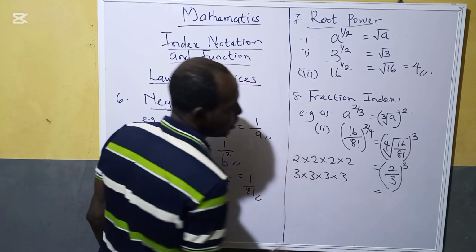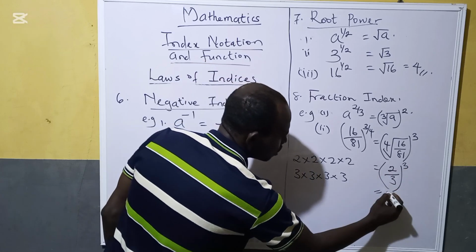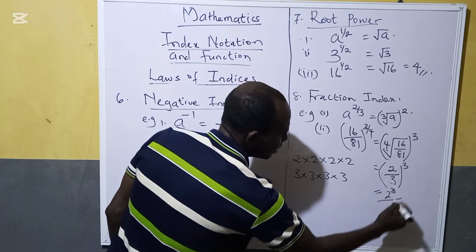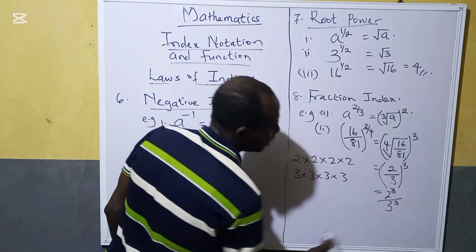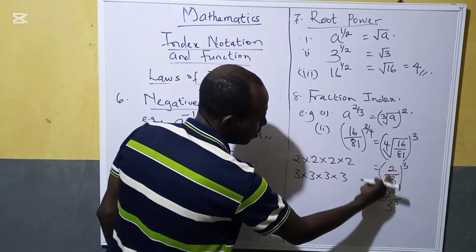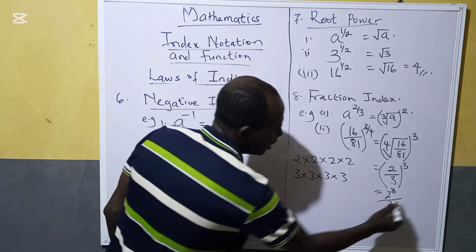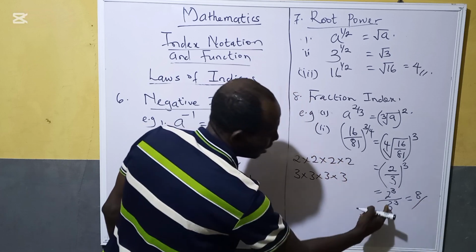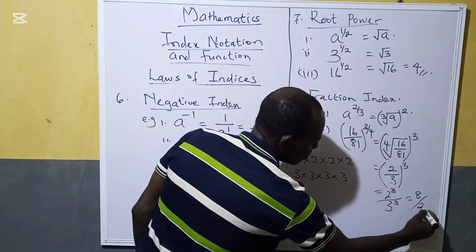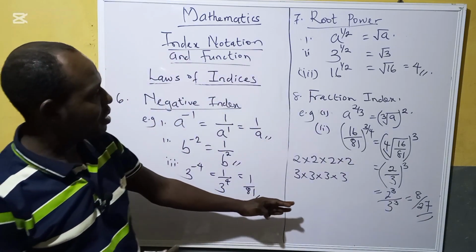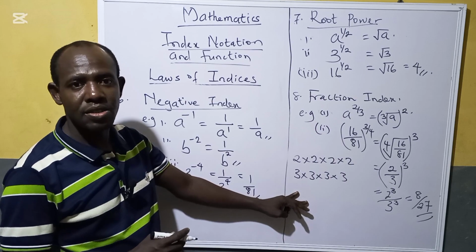Then you will have 2 raised to the power 3 all over 3 raised to the power of 3. Now remember, each of these numbers will take the power. Then what do we have here? 2 raised to the power 3 is 8 over 3 raised to the power 3 is 27. So this is the fraction index law.